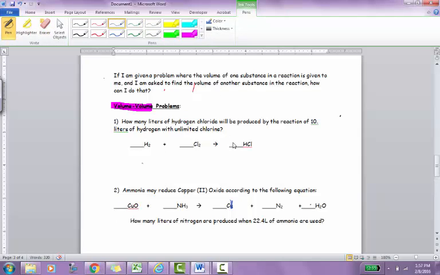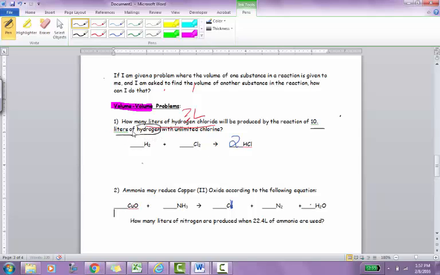Okay, balanced equation means that there's a 2 right here in front of the HCl. Very simple equation. We'll keep this one simple. So what are we looking for? That's right. I hope you were thinking liters of HCl. How many liters of HCl will be produced by the reaction of 10 liters, that's our known, hydrogen.